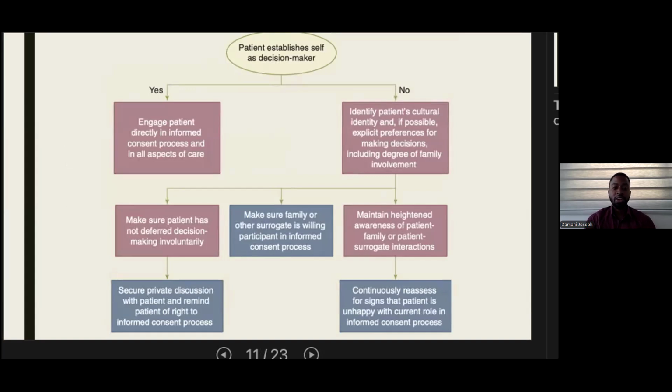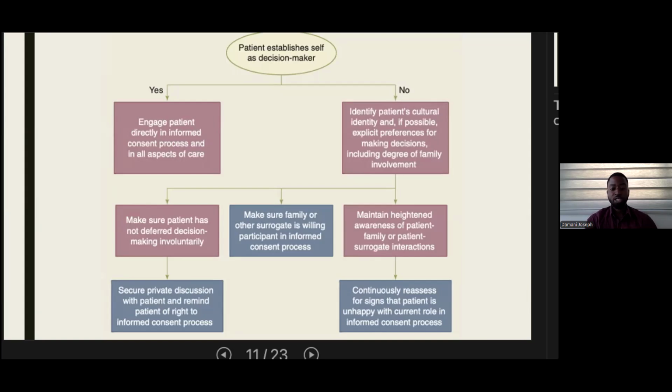If they are not, then you have to identify the patient's cultural identity, if they have any explicit preferences for making decisions, and you want to understand the degree of family involvement. All the while, you still want to maintain a heightened awareness of the patient-family or the patient-surrogate interactions.